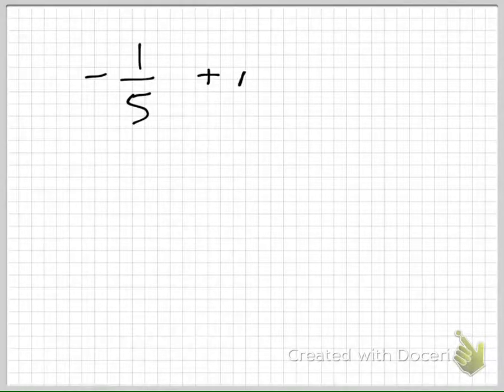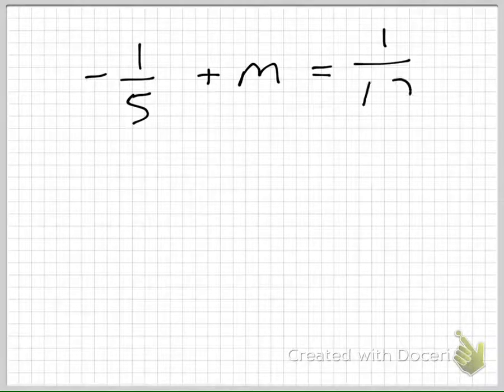Now, here's the part that brings into play that you're in algebra. It's expected that you will be able to do this without any problem whatsoever. If I give you negative 1/5 plus m equals 1/10, it is expected that you can do this, because this is simply adding and subtracting fractions. Nothing changes just because this is ugly.